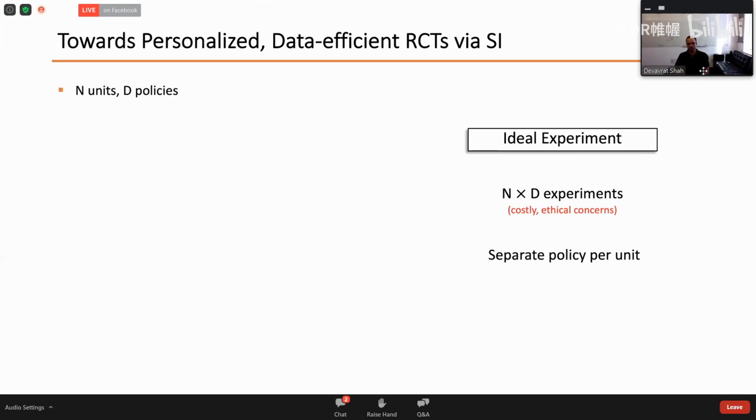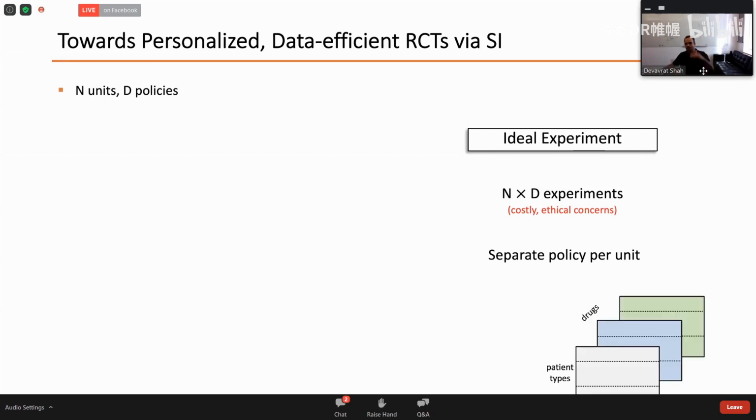So let's imagine that we have n units. Say you've got n different types of patients, and you have d different types of drugs. Okay, and what you want to know is that for each patient type, what is the best drug? Well, if you have patient type 1, you would give them drug 1, drug 2, drug D, and see their outcomes. And decide, well, for patient type 1, drug number 27 is the best. And for patient type 2, drug number 3 is the best, and so on.